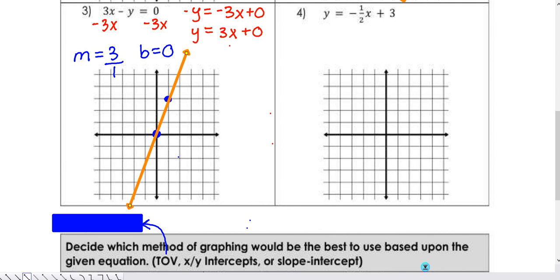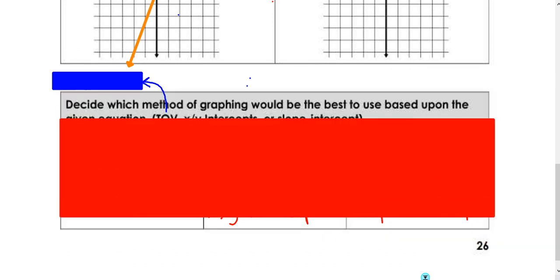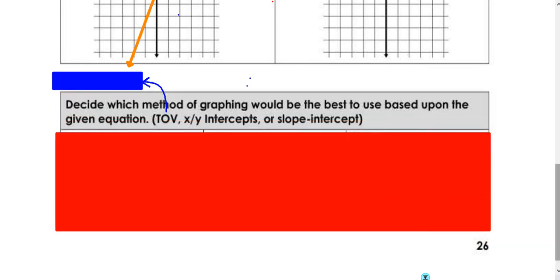All right. Please pause the video, do number 4 by yourself, and then we would like for you to do the bottom problems, numbers 1 through 6.